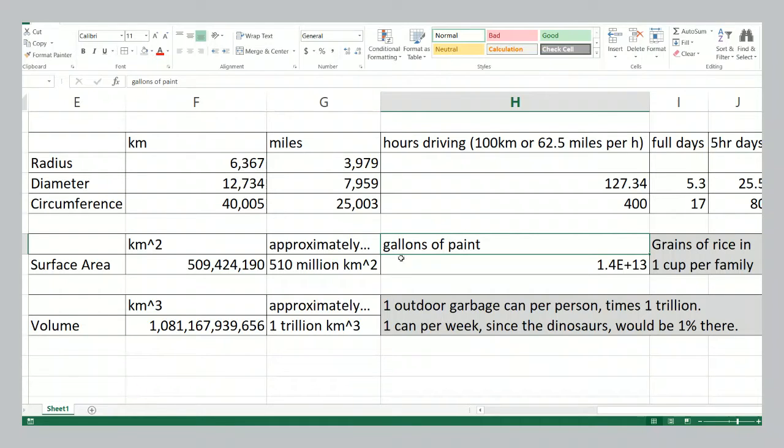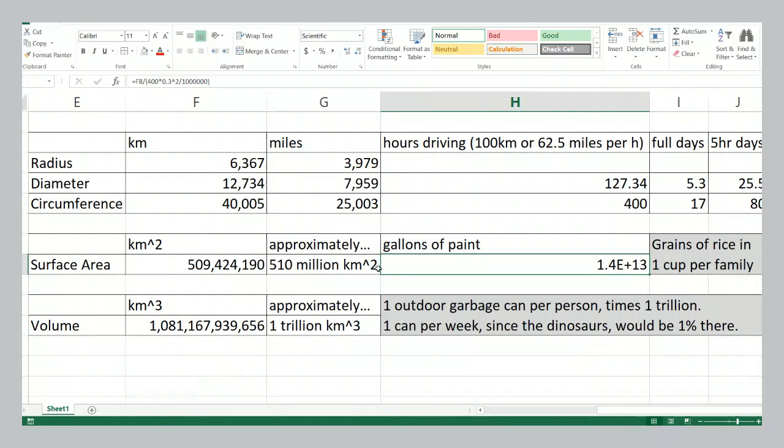So you would need approximately 14 trillion gallons of paint in order to paint Earth's entire surface area of 510 million square kilometers. Okay, 14 trillion gallons of paint. So how much is that?